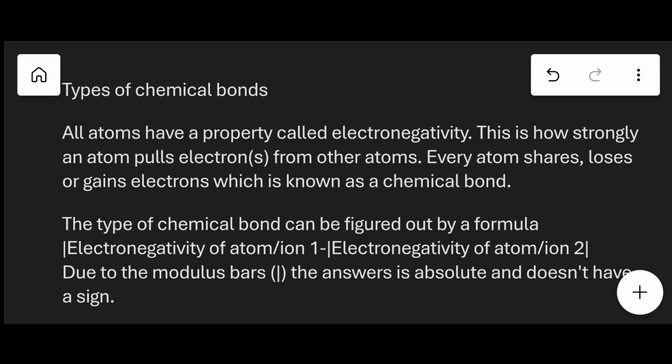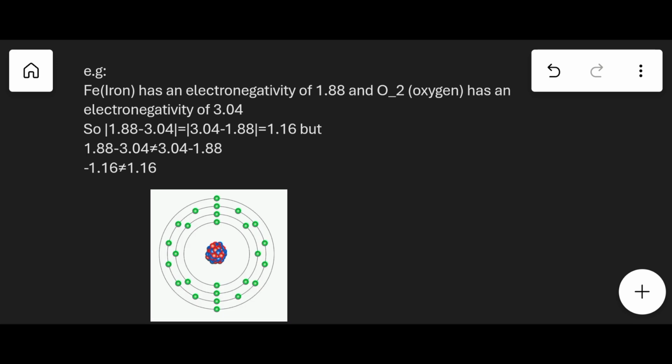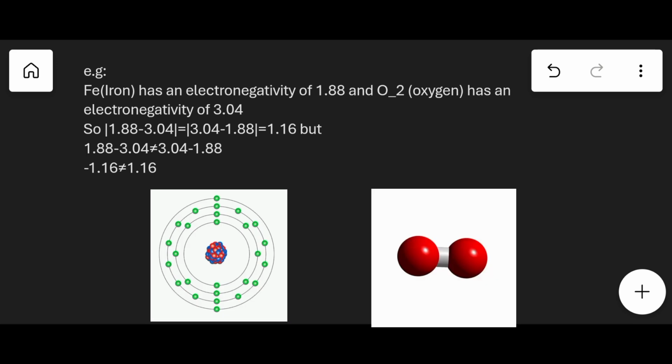The type of chemical bond can be figured out by a very simple formula: |electronegativity of atom or ion 1 minus the electronegativity of atom or ion 2|. Due to the modulus bar, the answer is absolute and does not have a sign. Example: iron has an electronegativity of 1.88 and oxygen has an electronegativity of 3.04.